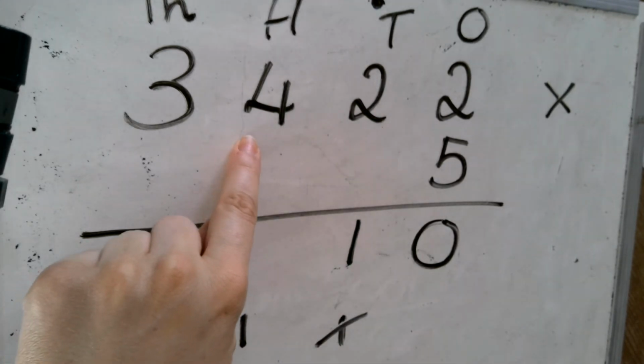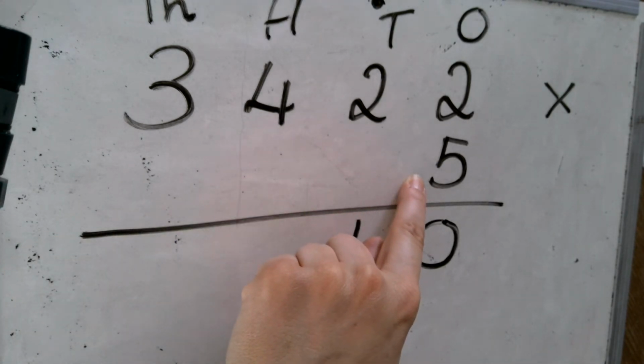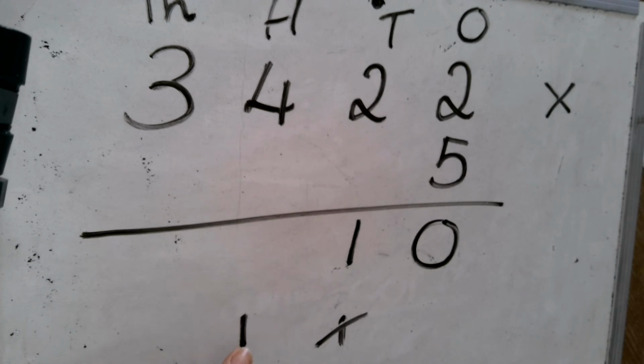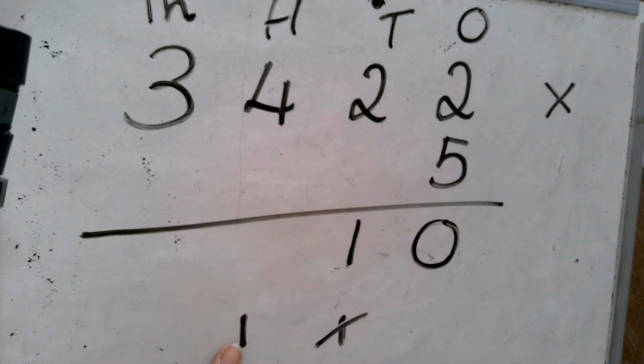I'm now going to move into my hundreds column. 4 times 5 is 20. I also have another 100, so I have 20 hundreds plus another 100, which is 2100. So my 1 goes in this column and my 2 goes in my thousands column, because 21 hundreds is actually 2100. I've used this one, I cross it out.